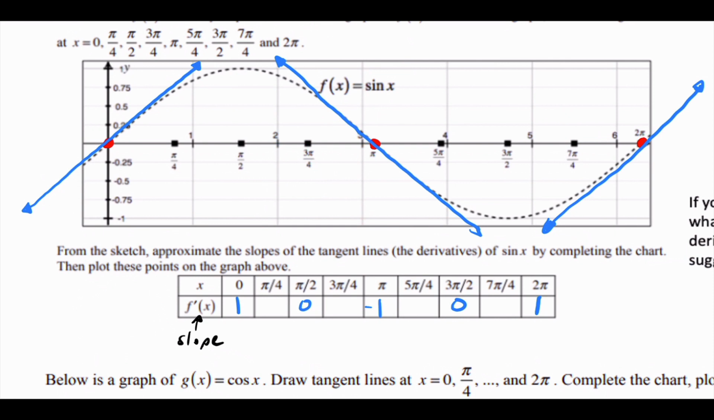Okay. I'm not going to fill in the rest, but I want to get an idea. Let's look at a red dot in between. We know what the slope is at pi over 2 and 3 pi over 2, right? We said 0. What about in between these red dots here? So let's say pi over 4. That tangent line would look like that.